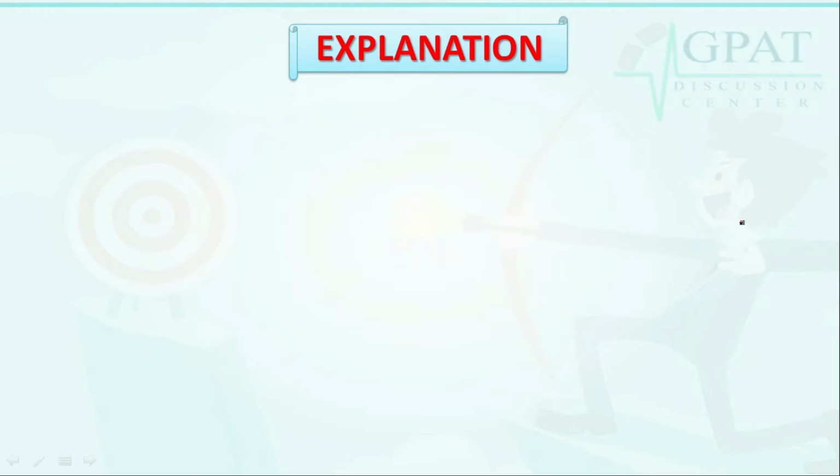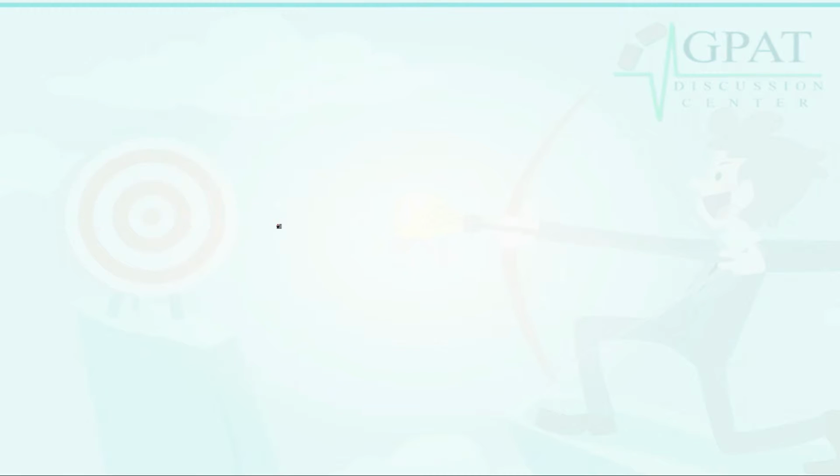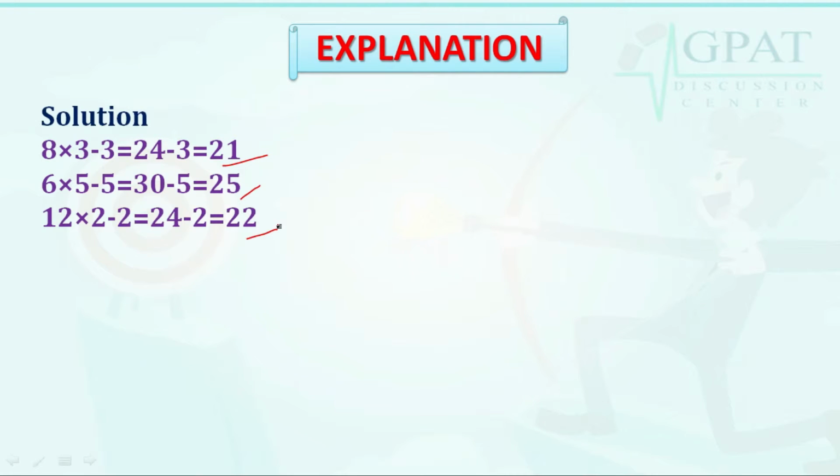Let's discuss with the help of the explanation. 8 into 3 minus 3 is equal to 24 minus 3, which is 21. 6 into 5 minus 5 is equal to 30 minus 5, which is 25. 12 into 2 minus 2 is equal to 24 minus 2, which is 22. So the correct answer is 22.